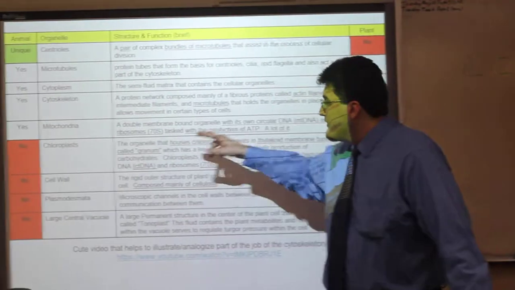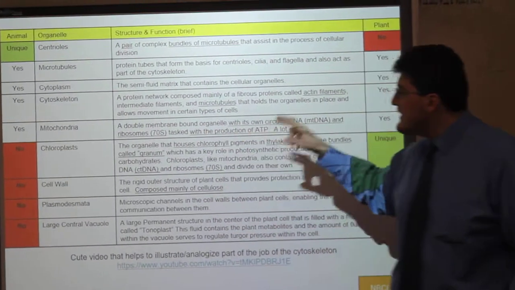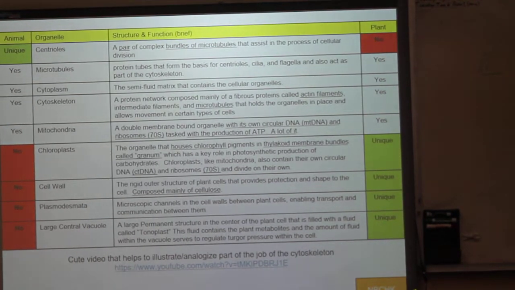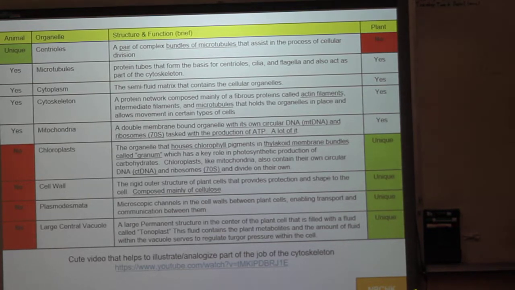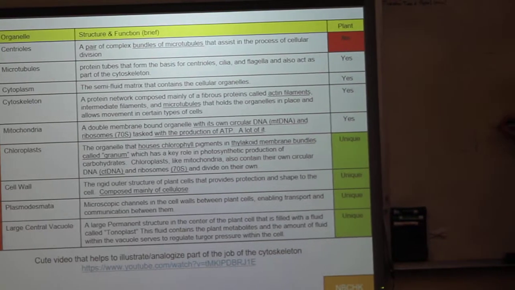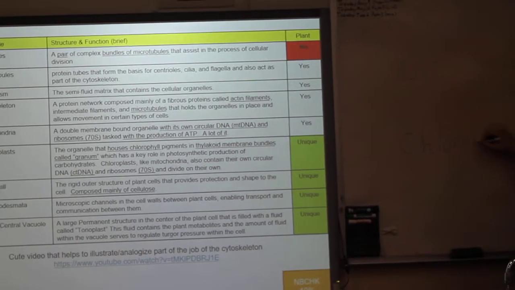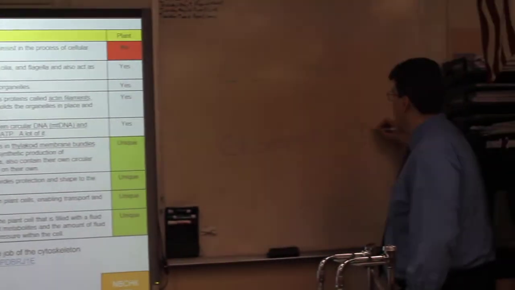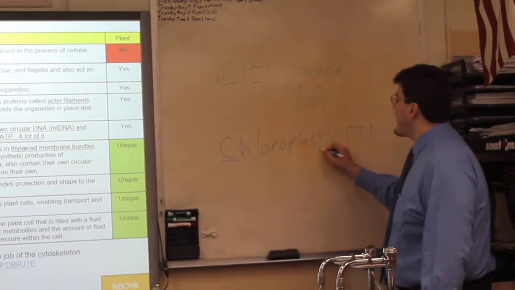So, the organelle that houses the chlorophyll, those are the chloroplasts. The chlorophyll pigment is housed in thylakoid membrane bundles called grana. They have a key role in the photosynthetic production of carbohydrates. Chloroplasts, much like mitochondria, also have their own circular DNA, which is called ctDNA, which stands for chloroplastic DNA. Chloroplastic DNA.